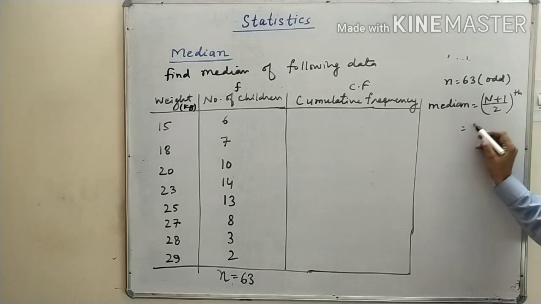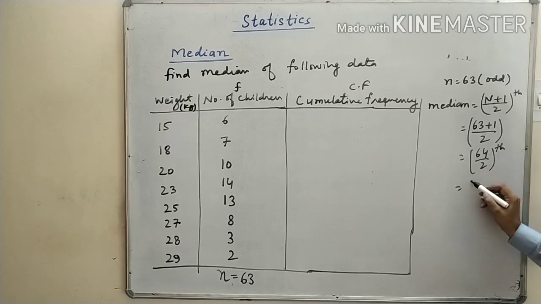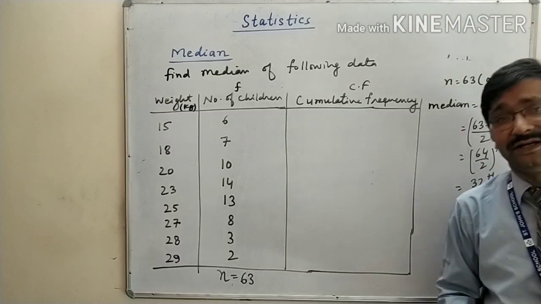Now n is 63, so 63 plus 1 upon 2. What do we have? 64 upon 2, which means the 32nd observation. You have to find out which is the 32nd observation.